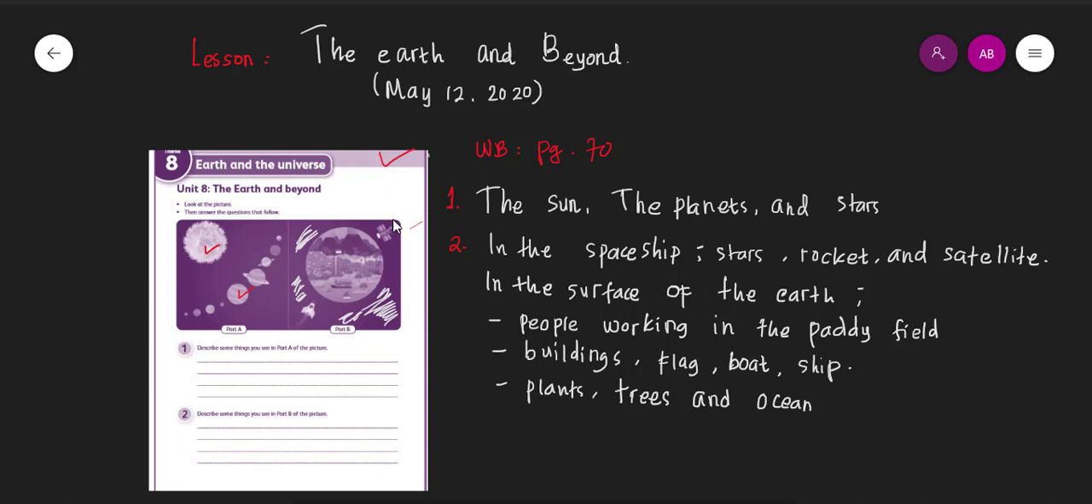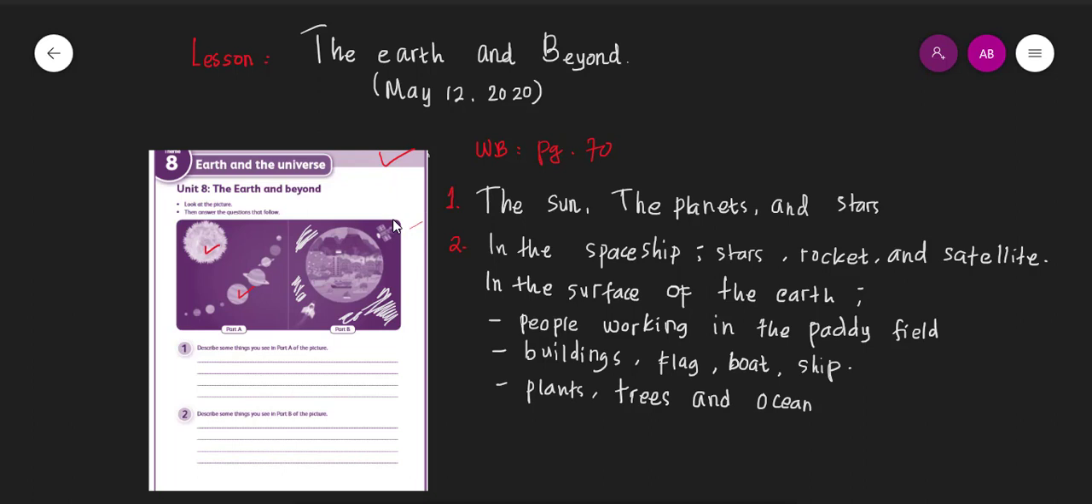Okay, in picture A, we can see the sun, the planets, and stars. And in picture B, we can see two spaces. The first is the spaceship, and the second is the surface of the Earth. In the spaceship, you can see stars, rocket, and satellite. And then on the surface of the Earth, you can see people working in the paddy field.